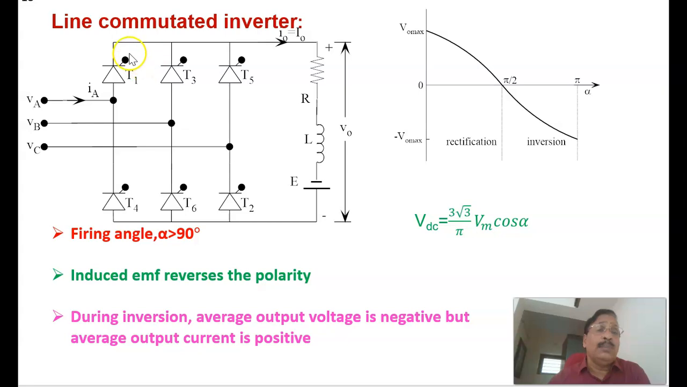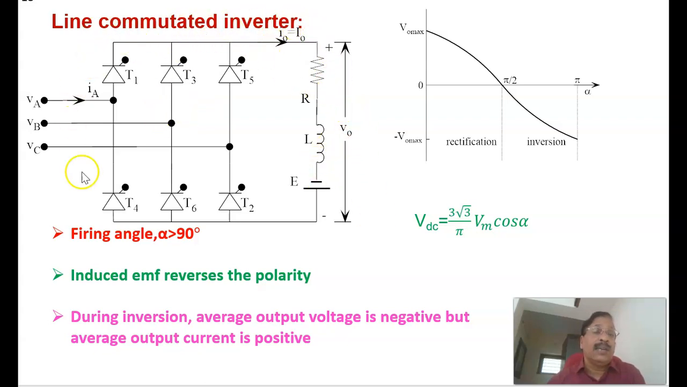Therefore, natural commutation or line commutation happens, and the device which is already in conduction, that's called the outgoing SCR, gets turned off, and the incoming SCR starts conduction. That repeats. That's the way in which the SCR which is already in conduction gets turned off. That is line commutation. There is no forced commutation. Naturally, as the voltage across this one goes to zero, the corresponding current goes less than the holding current, and the device gets turned off. That's called the line commutated inverter.